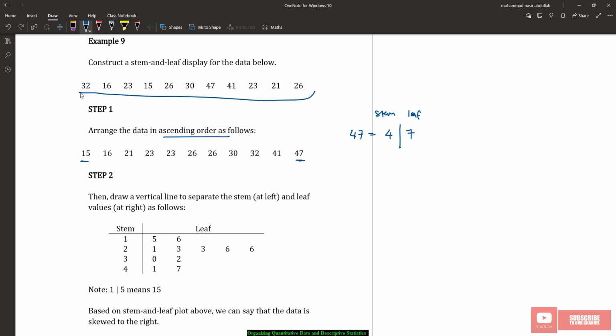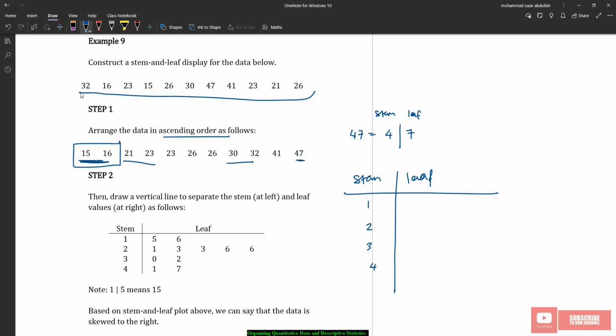Right? So we list down, let me do it from the beginning so you can see: stem, leaf. The first leading digit is 1, second is 2, and then we have 3, 3 and 4. Then we need to write down the value for the leaf digit. So this is going to be 5, 6, and 20 we have up to 26. So 1, 3, 3, 6 and 6.